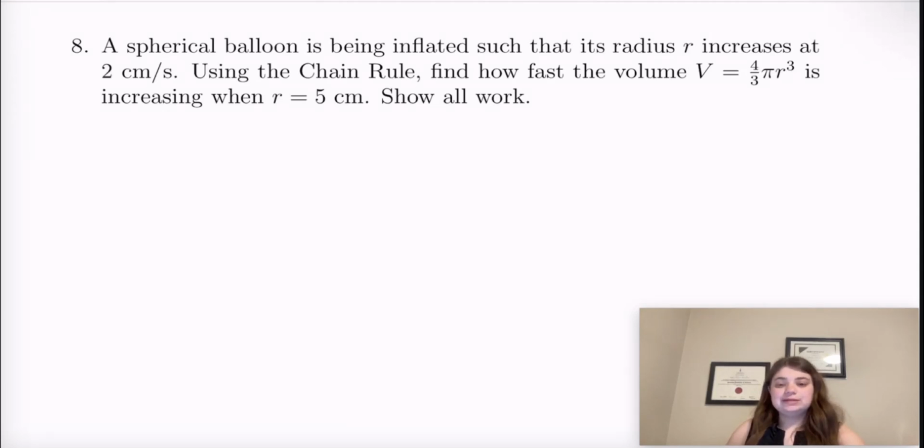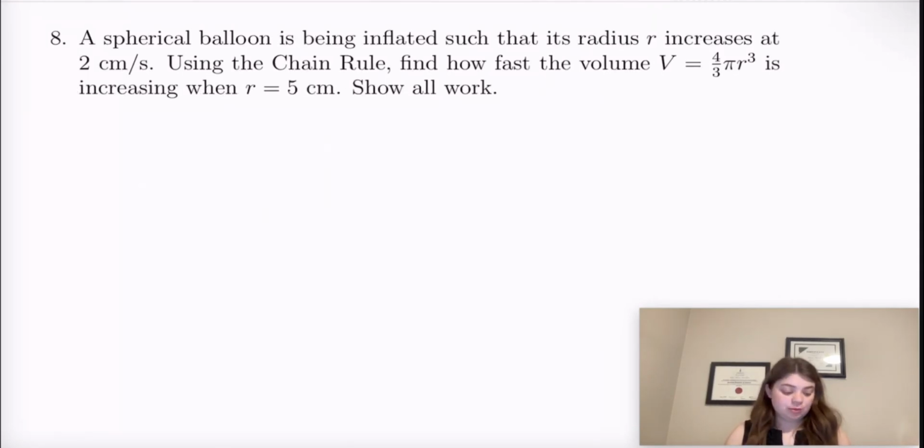A spherical balloon is being inflated such that its radius increases 2 centimeters per second. Using the chain rule, find how fast the volume is increasing when r is equal to 5 and show all your work. Okay, so here's the thing about this question. Basically, what they would like to know is the rate of change. They want to know what the rate of change overall is. How fast is the volume increasing? And so how do we find the rate of change?